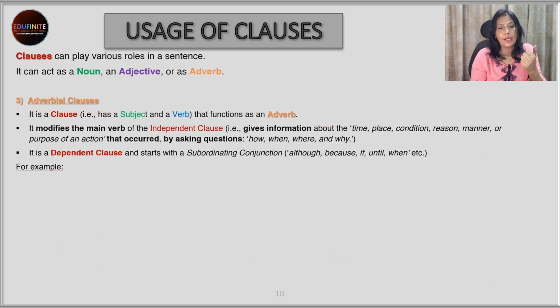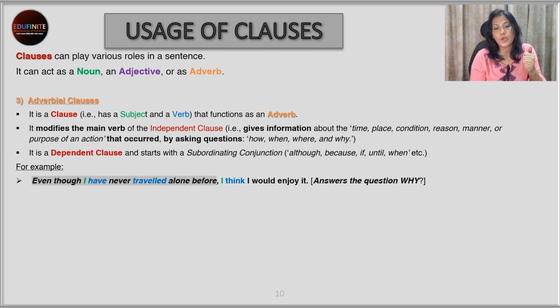Next. Even though I have never traveled alone before, I think I would enjoy it. So over here again, what is happening? It's beginning with that subordinating conjunction, even though. And moreover, it has a subject and the verb. So it is an adverbial clause. Why? Because it is answering the question why. Why do you think I will enjoy it? Even though I have not traveled alone before, I think I will enjoy it.